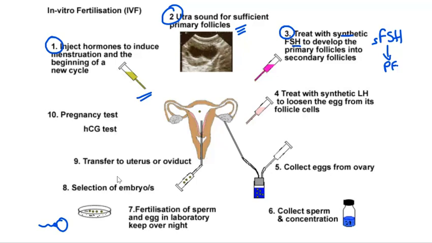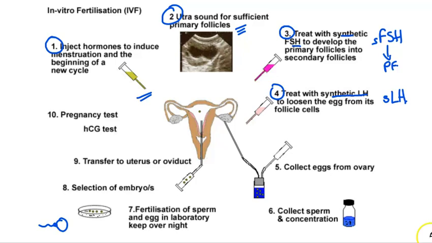Mid-cycle we would then apply in our fourth step a synthetic version of luteinizing hormone, so let's call that LH, and the purpose of this is to loosen the follicular cells and make it possible for the egg cells within the inside to be harvested. The technique for obtaining the eggs from the ovary, today the technique used is called transvaginal ultrasound aspiration.